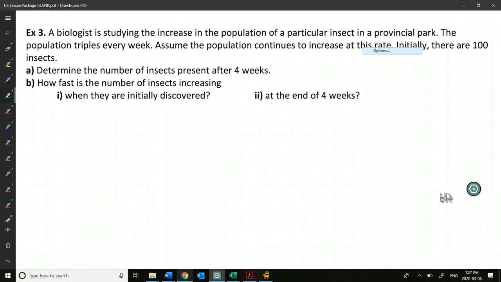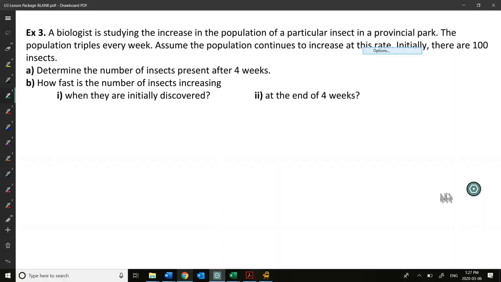So a biologist is studying the increase in the population of a particular insect in a provincial park. The population triples every week. Assume the population continues to increase at this rate. Initially, there are 100 insects. A, determine the number of insects present after 4 weeks. B, how fast is the number of insects increasing when they are initially discovered and at the end of 4 weeks?